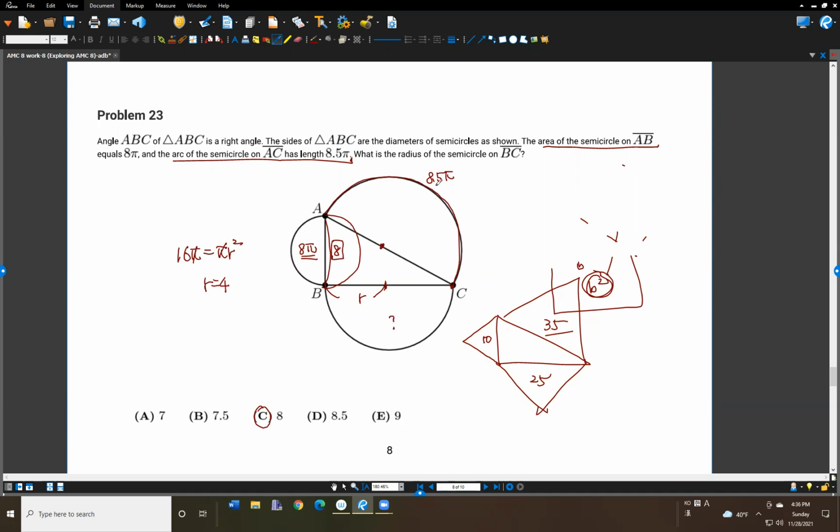There's nothing over here. What is the circumference? Half of the circumference is 8.5. The full circumference is 17 pi, times 2. This is pi times diameter, isn't it?